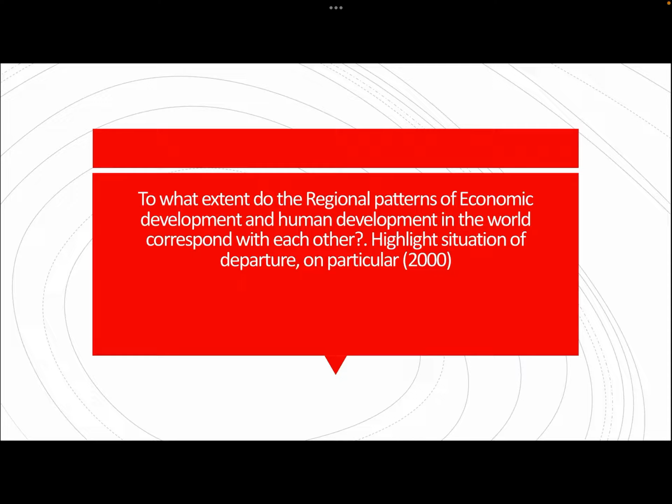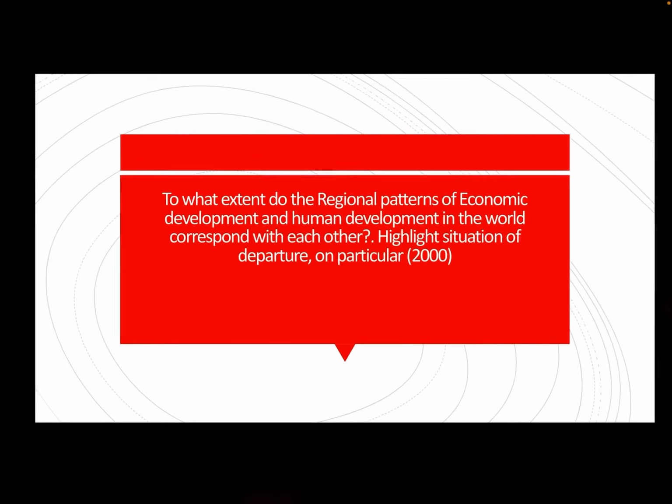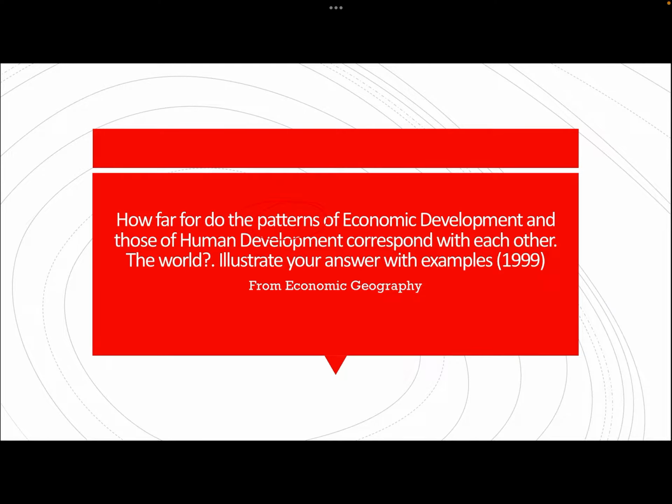Now to begin with, students who are watching this must have some basic understanding before we proceed further. Now let us go to the brainstorming part. Now the question is, do the pattern of economic development and human development correspond with each other? See here, this is a question. Do the patterns correspond? Yes or no. It can be anything. That has to be brainstormed.